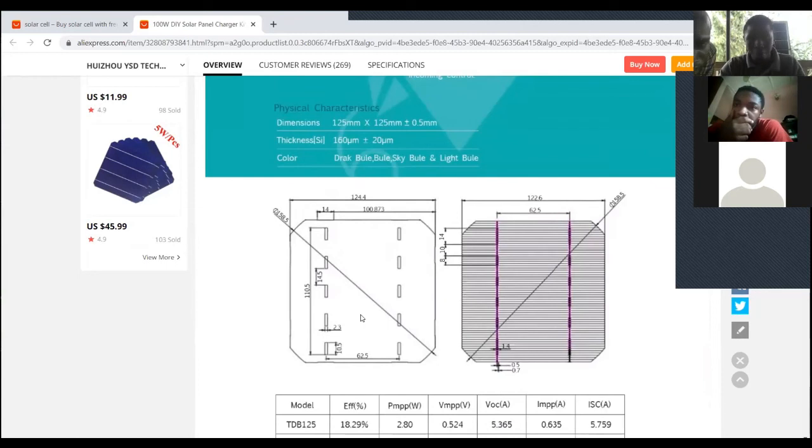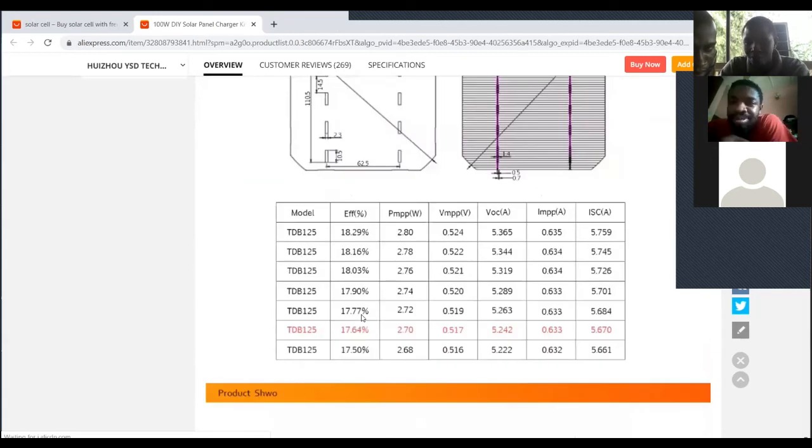So let's move on. There are different types of cells. You can see them: 125, 125, 125. You see their efficiency. We calculated this efficiency the other time, and I was telling you that solar cells were not actually that efficient. If you watch our first class, you will see where I do the efficiency calculations. So the maximum power now is 2.7 watts.